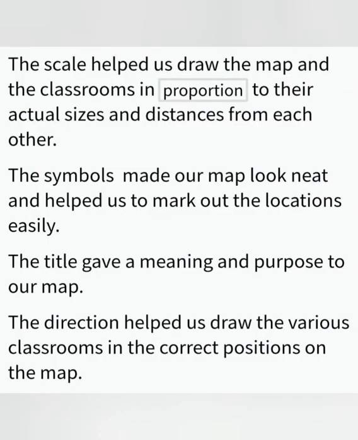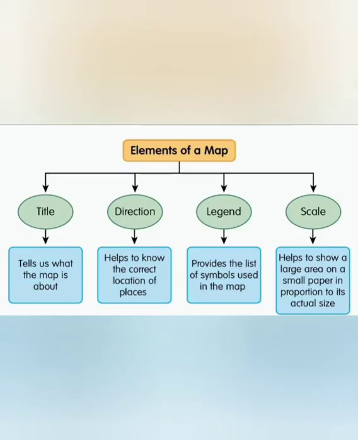So children, the scale helped us draw the map and the classrooms in proportion to their actual sizes and distances from each other. The symbols made our map look neat and helped us to mark out the locations easily. The title gave a meaning and purpose to our map. The direction helped us draw the various classrooms in the correct position on the map. So children, now let's focus on the elements of a map, as they are very useful in drawing as well as understanding any map. Look at the screen.